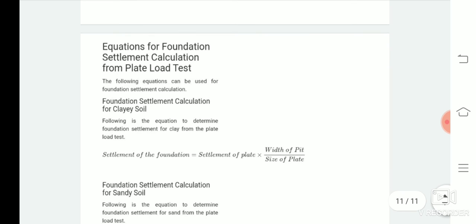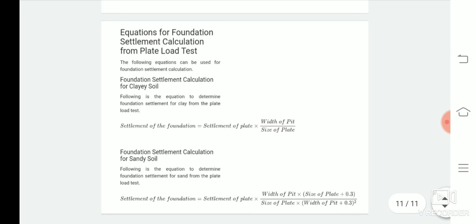So how do we calculate the settlement from the plate load test? For clay soil, the settlement of the foundation is equal to the settlement of the plate multiplied by the width of the pit divided by the size of the plate. So there we can find the settlement when clay soil is concerned.